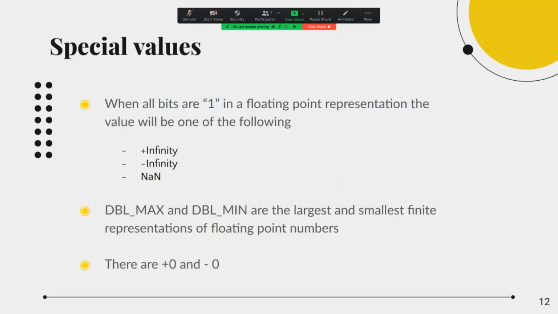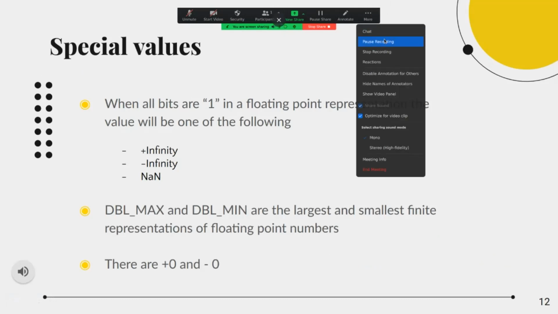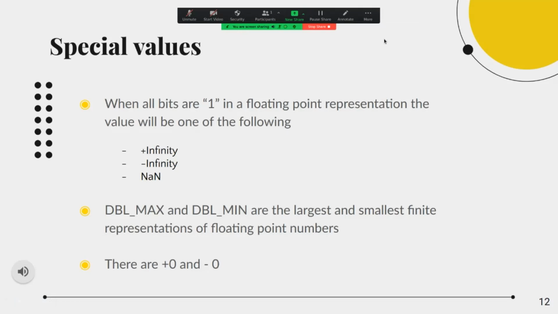All right, so when it comes to floating point, there are some special values we need to be aware of. Imagine all the bits in the floating point number are set to 1. In this case, we get one of these 3 special values: positive infinity, negative infinity, or NaN, which stands for not a number.